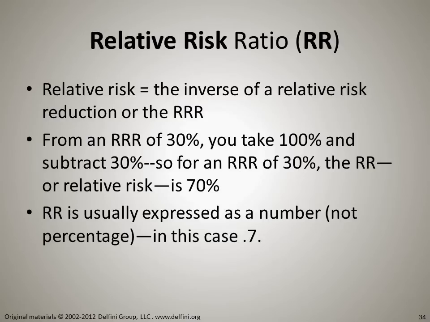However, most of the time you will see relative risk expressed as a number instead of a percentage. In this example, instead of 70%, you would most often see or hear the relative risk expressed as 0.7.